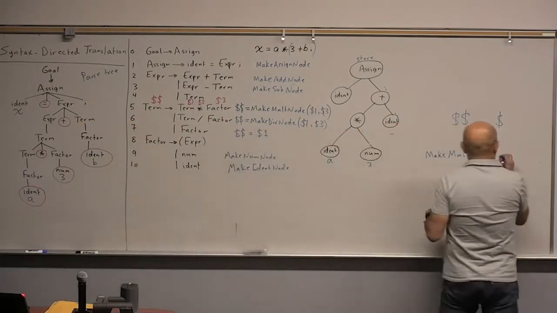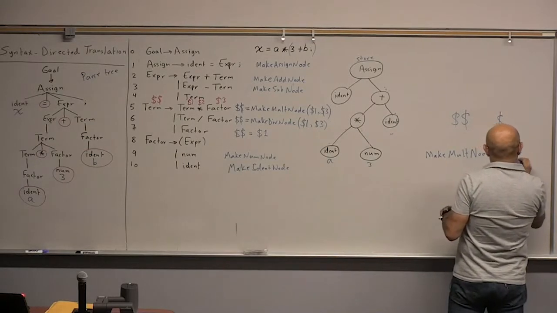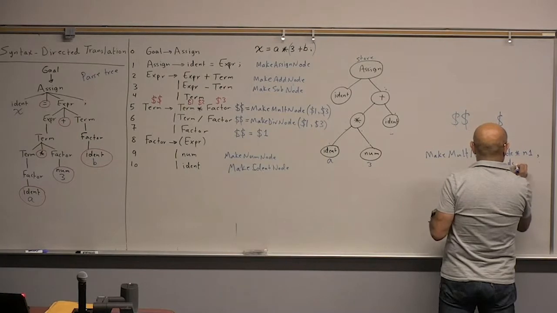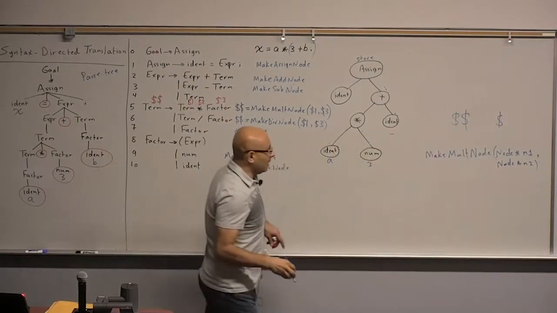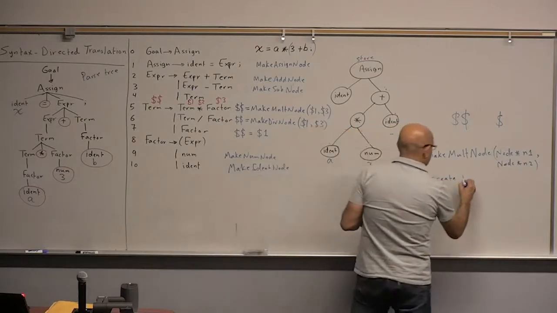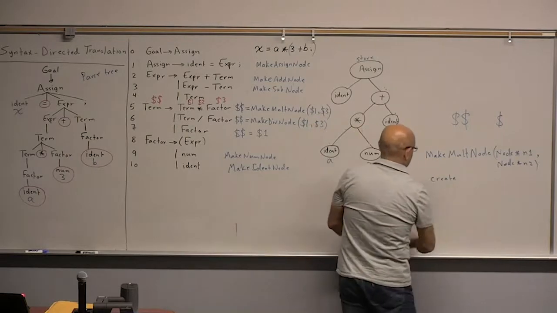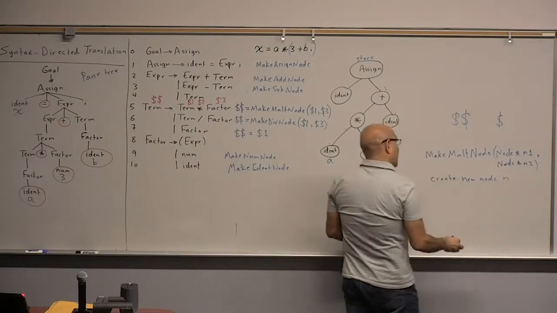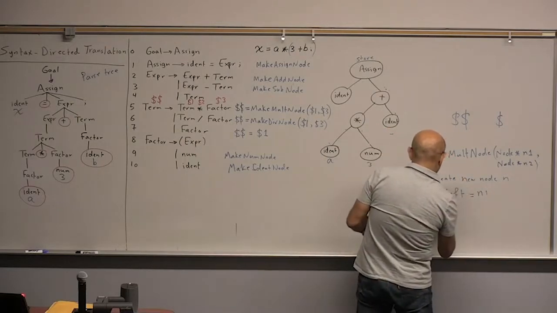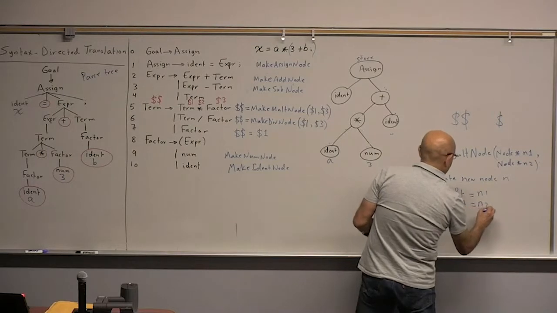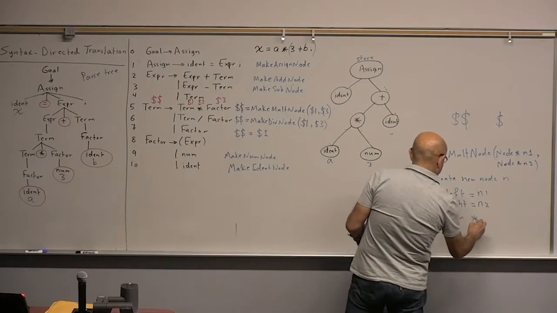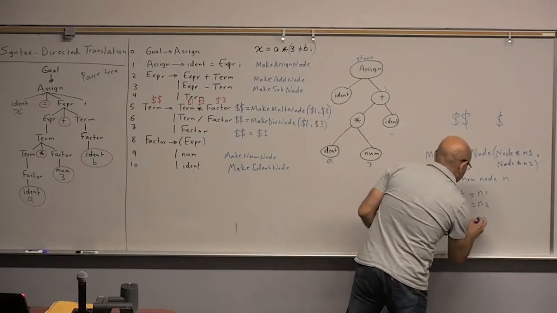So it's gonna take a node pointer, node star n1 and node star n2, and it's going to create a new node n, and then n dot left equals n1 and n dot right equals n2, and you want to return, if it's a pointer, then you will return, in fact, the address of n. Sorry, the address of n.